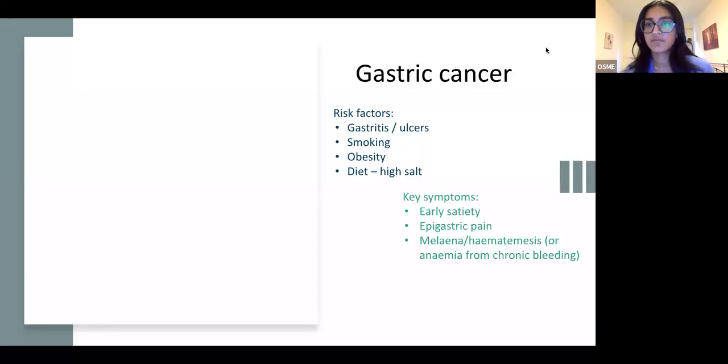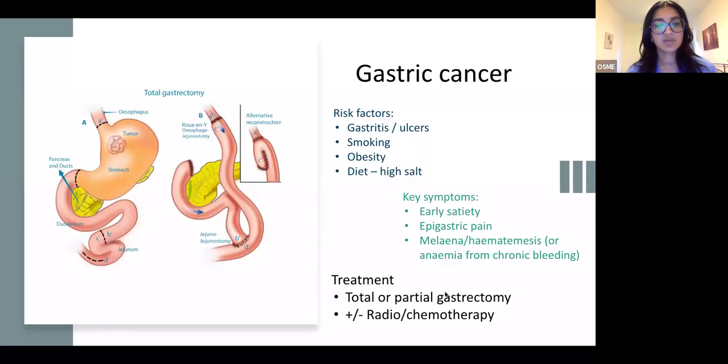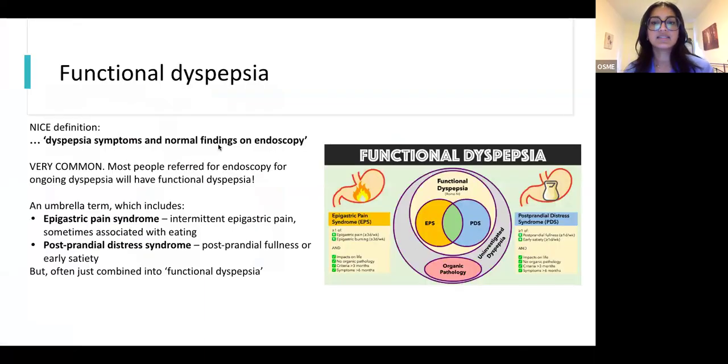Okay, so the main symptoms of gastric cancer would be early satiety, so feeling full after a meal earlier than you normally would, epigastric pain, and either anemia or bleeding. And the treatment would be a gastrectomy, either a complete one or a partial one, to get rid of the section that has a tumor or the whole stomach, in combination with chemo and radiotherapy.